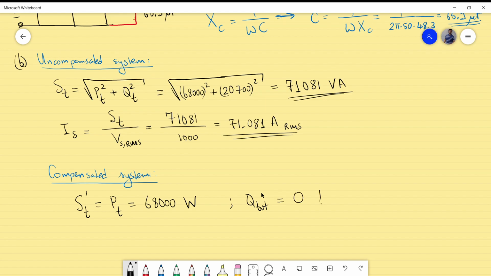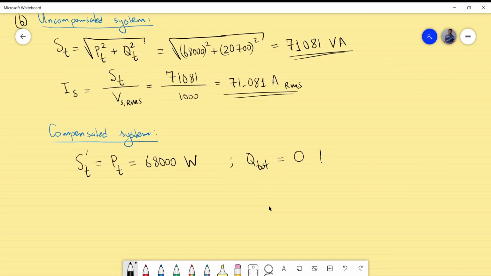That means the IS, of course this is for the prime situation, so for I source in the compensated situation is the apparent power for the compensated situation divided by the supply voltage, which is actually the same value. So what you get is the following: 68,000 divided by 1,000, which is 68 amperes. So what you see is that you reduce your supply current from 71 amperes to 68 amperes.